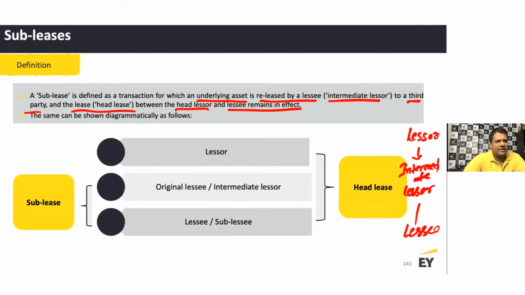When I look at this, which is a sublease, there's the original lessor, the original lessee, the intermediate lessor, and then the lessee subleasee, and there's a head lease. This lease continues, and that's the sublease arrangement between the lessor and the intermediate lessee, who in a way becomes the intermediate lessor from that perspective.